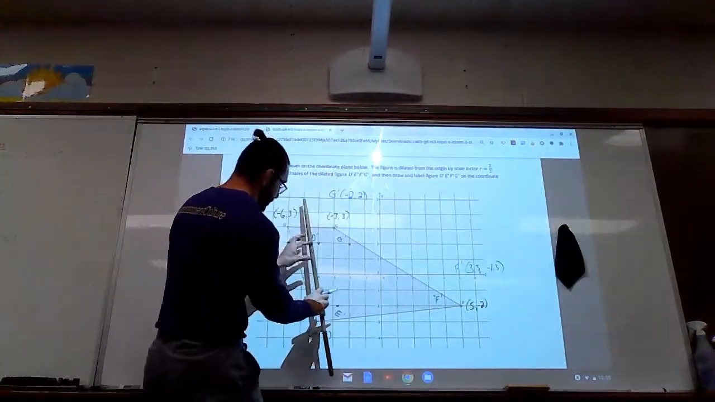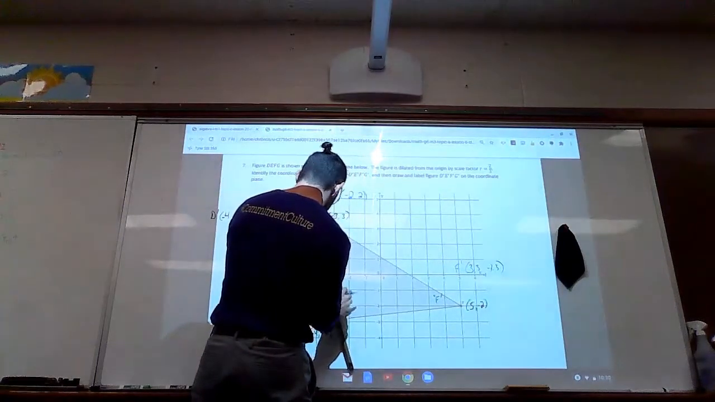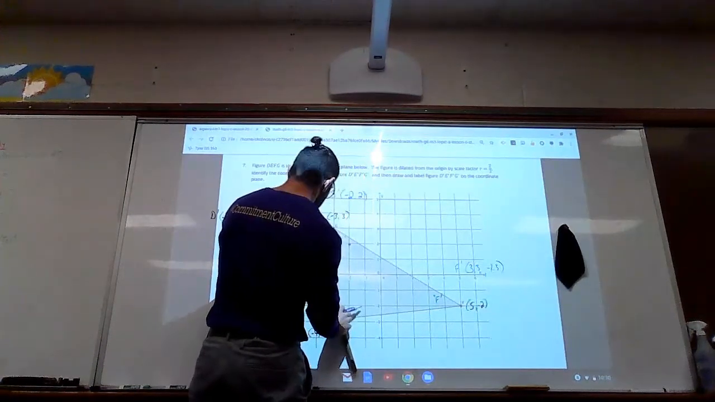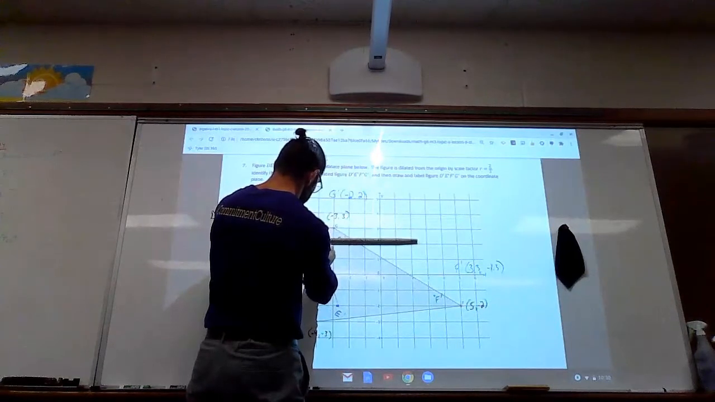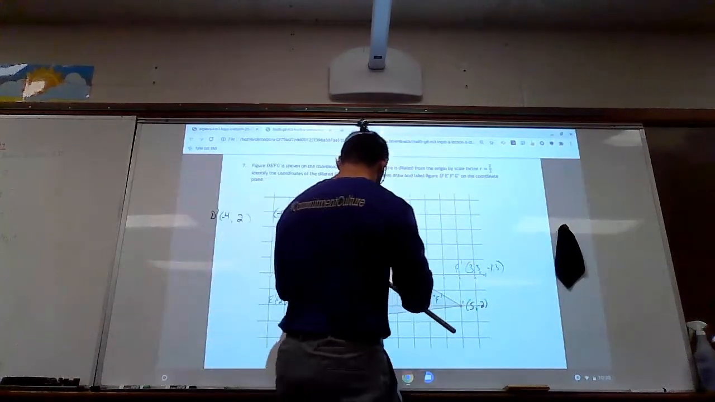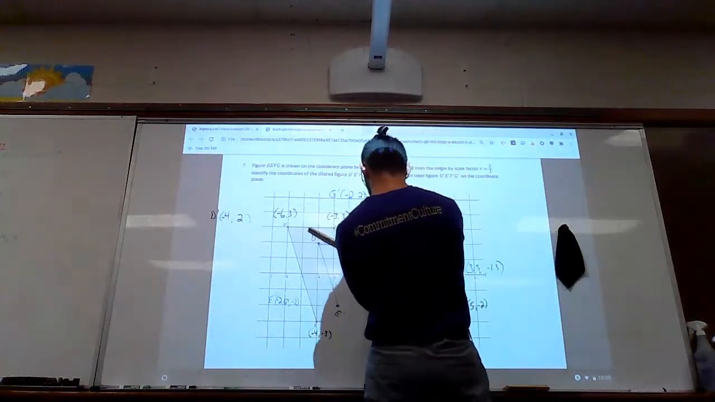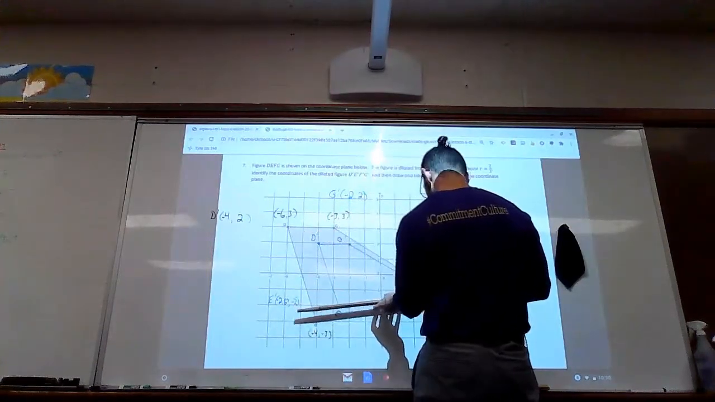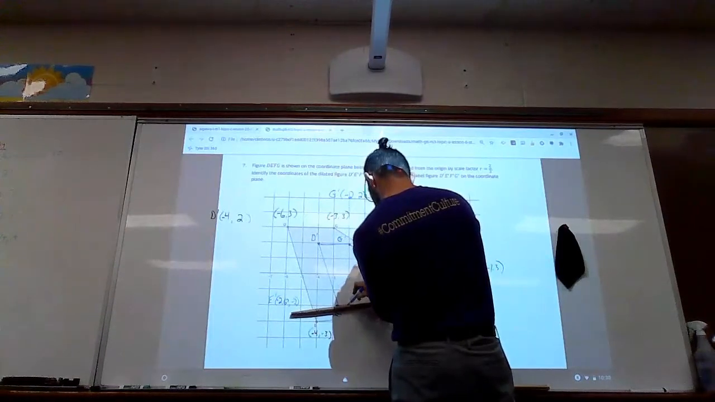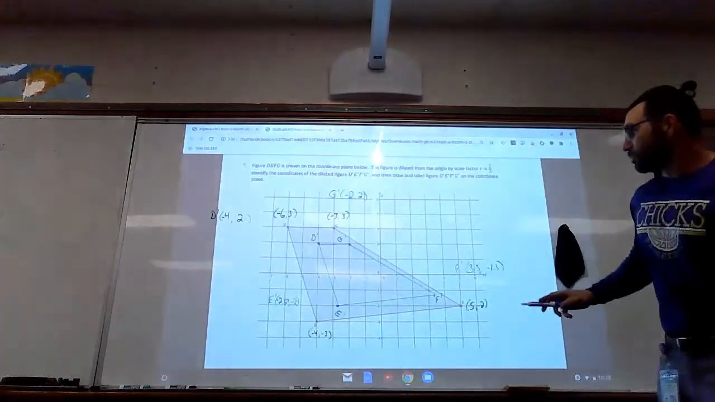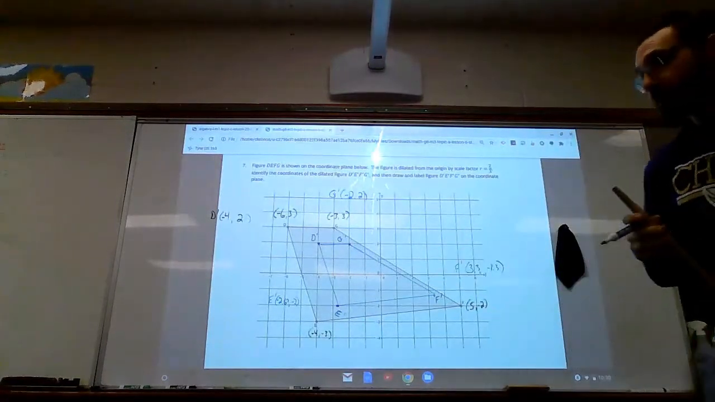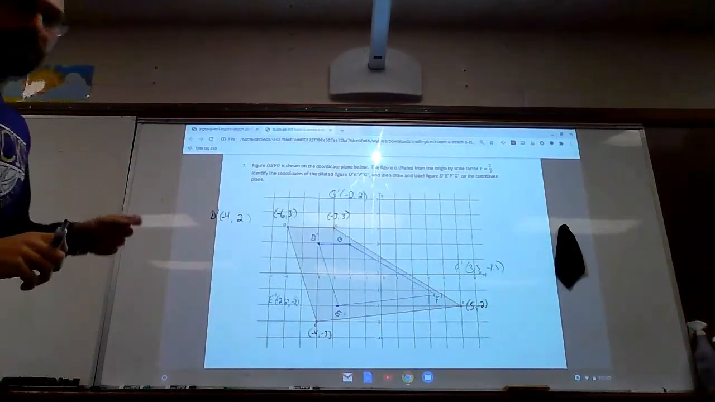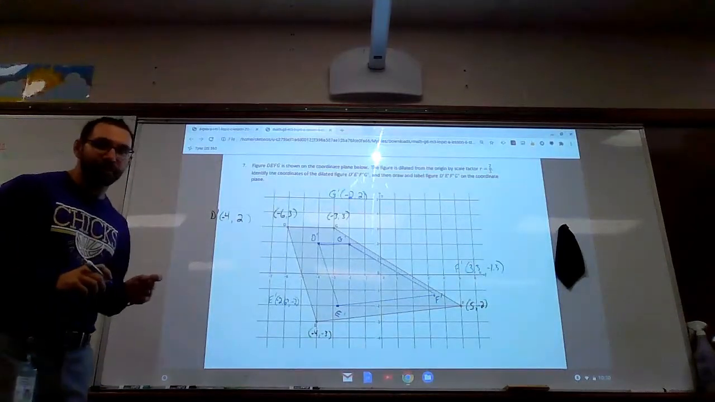So now when I connect these points, will it look similar? Because it has to be similar to my original figure. And I hope on your papers, with a real ruler and not this stick that I swing at things, you'll have a little better of a figure. But this figure should look pretty darn similar to what we started with. Is it off a little bit? Yeah, just a little bit. But this figure on the inside looks similar to the figure that we started with. Remember, the key for this lesson is to make sure that we multiply the scale factor by every single point.